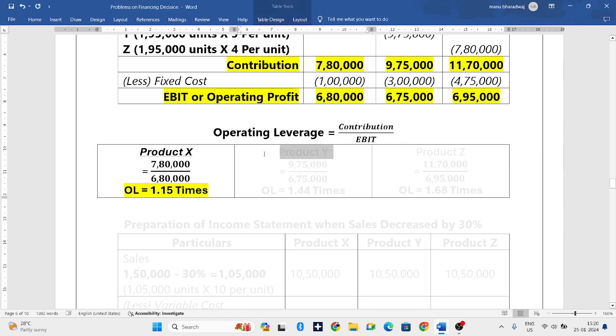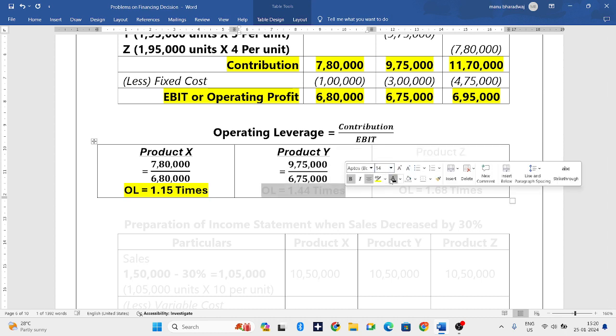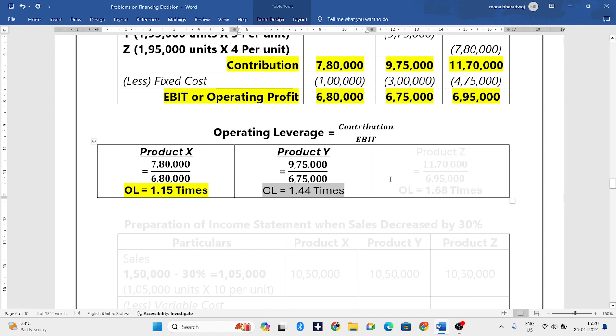Next will be product Y. For product Y, contribution is 9,75,000, EBIT is 6,75,000. Divide them and the operating leverage is 1.44 times. Suppose if you get more than 2 decimals, then round it off to 2 decimals.